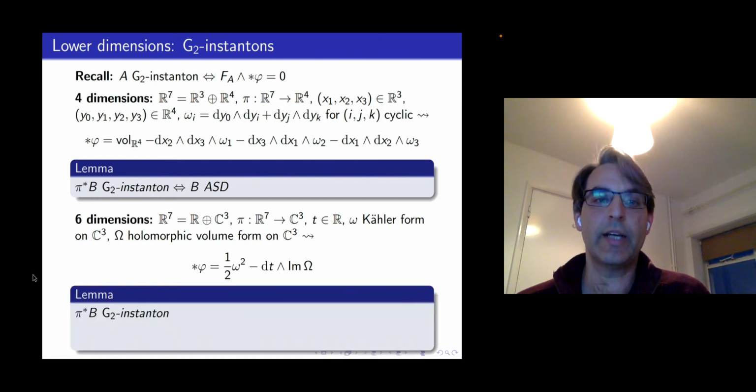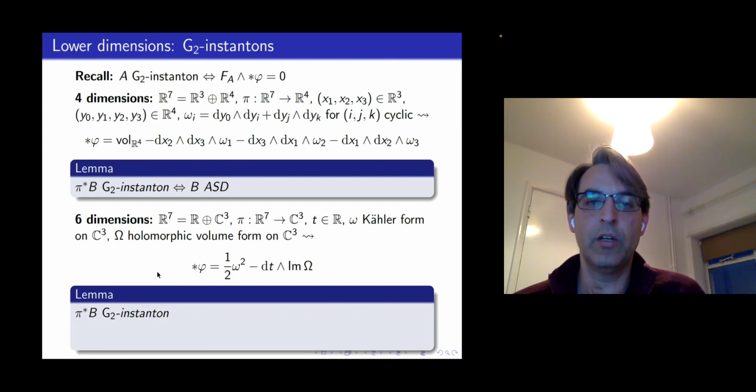And now we can check exactly the condition that I said. When is the pullback of a connection on C3 a G2 instanton? Well, then it's going to have to wedge with omega squared to be 0, and it's going to have to wedge with the imaginary part of omega to be 0, because this dt makes those two things independent from each other.